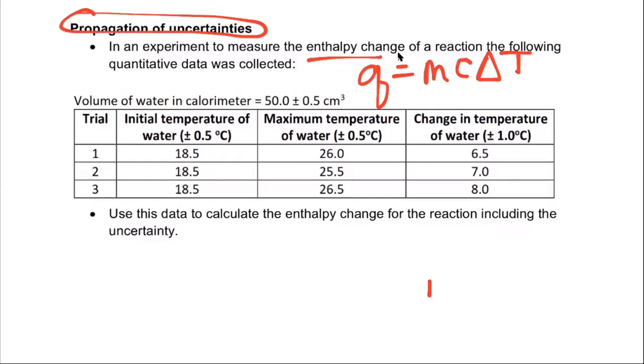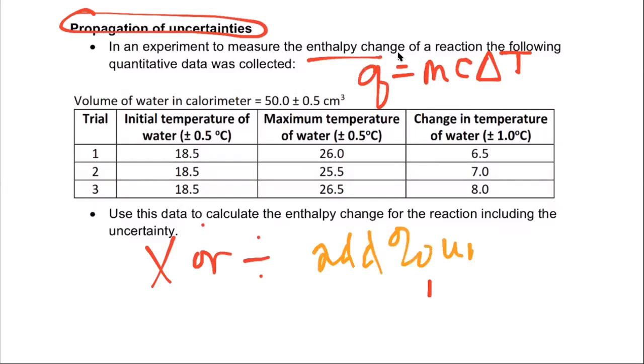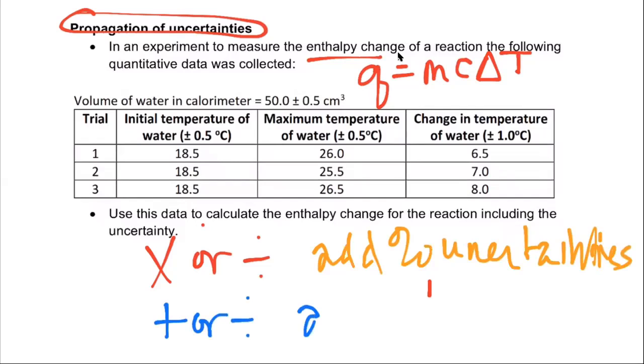And so when you multiply or divide your values, in order to propagate your uncertainty, you have to add the percent uncertainties. So they're going to show you that you're going to have to convert all your uncertainties to percentages, then add them up before you get to the end. If you're doing addition or subtraction, it's a little easier because you just add the absolute uncertainties. So when you go through this calculation, they're going to show you both.